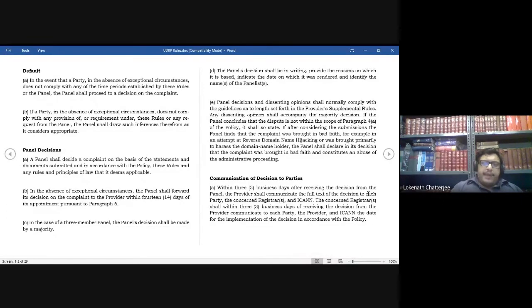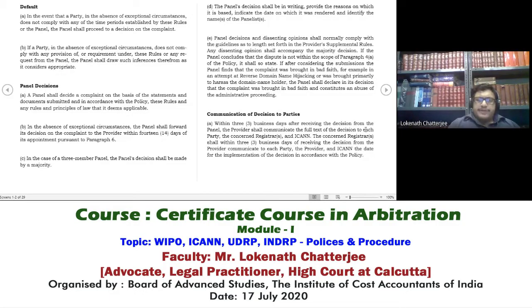Default is there. The panel decision is important. The panel would be deciding on the basis of statements and documents submitted, rules, and any principles of law that it deems applicable. The panel, after taking a decision, will have to make a decision within 14 days. Quite a short time period given. The decision would have to be in writing.